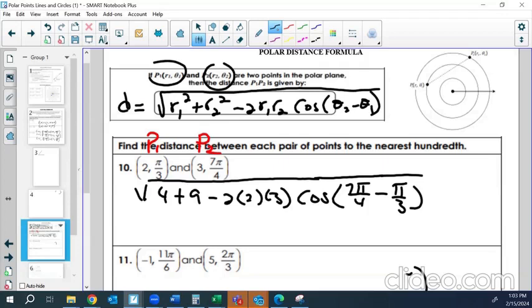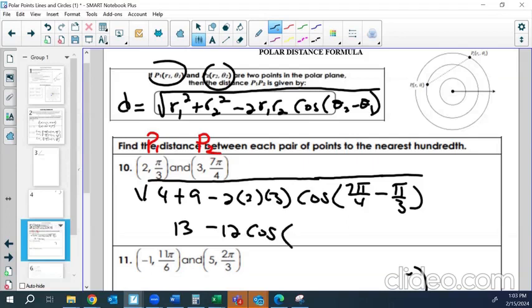Lost me there for a second. Okay. All right. 4 plus 9. Let's simplify this now. 4 plus 9 is 13. Minus 2 times 2 is 4. 4 times 3 is 12. So minus 12. Times the cosine.